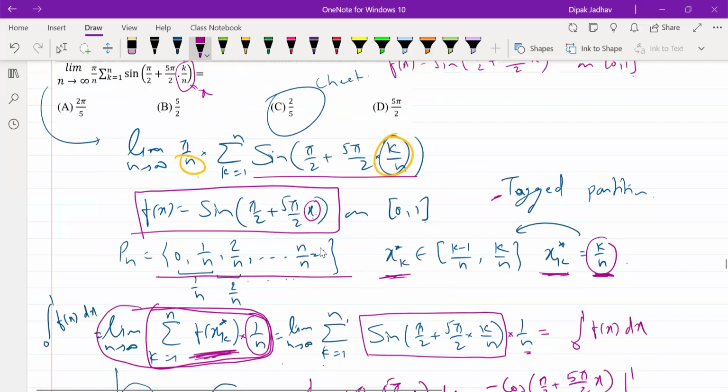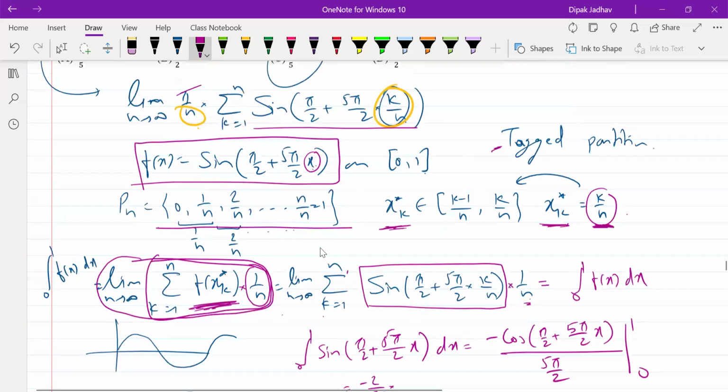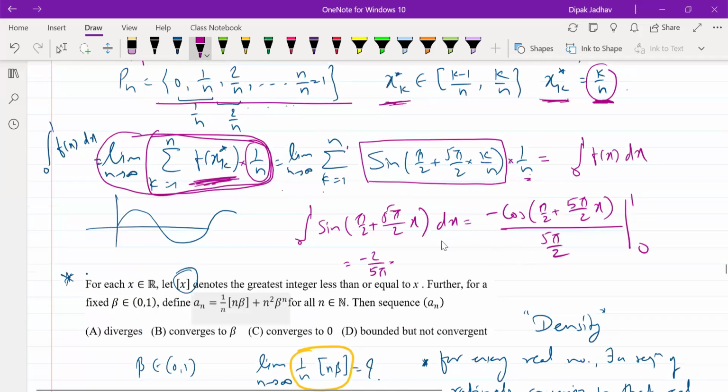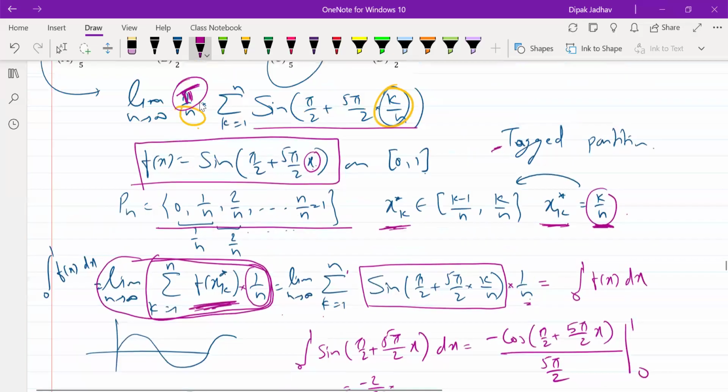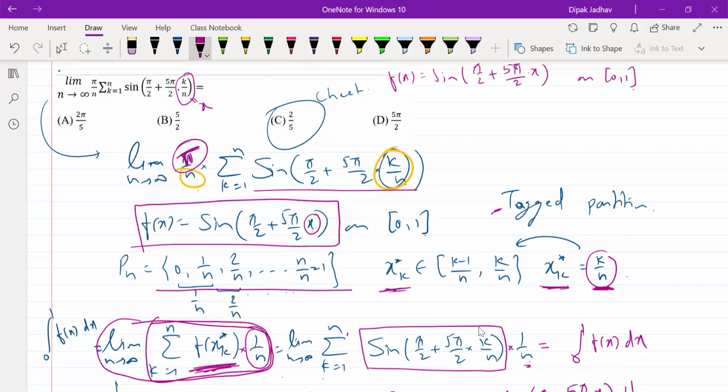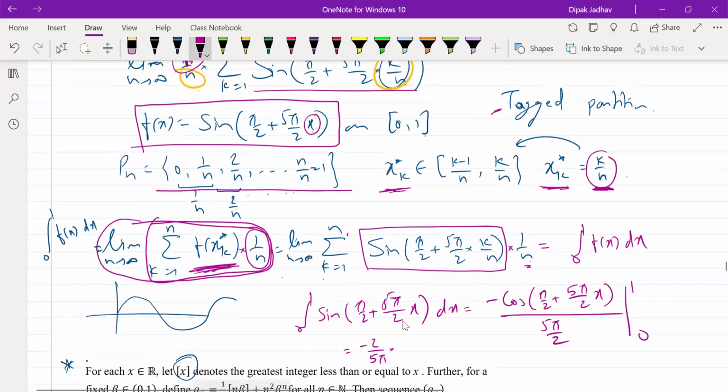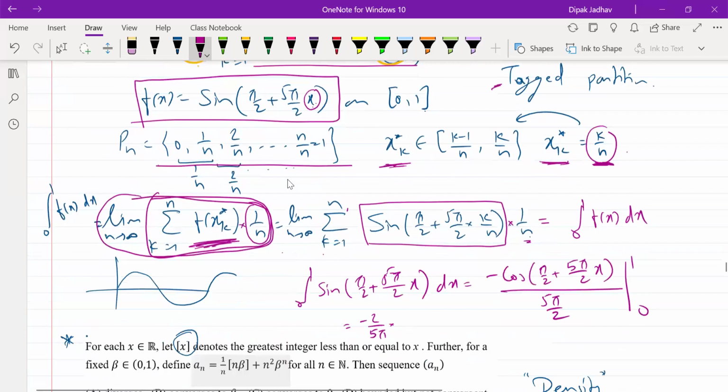Okay. But only one more thing you have to take care of is that we haven't considered this pi. So whatever answer you will get, you have to multiply by pi to get the final answer, because in the sum itself we have pi by n. And this pi will get cancelled. We have the answer 2 by 5.